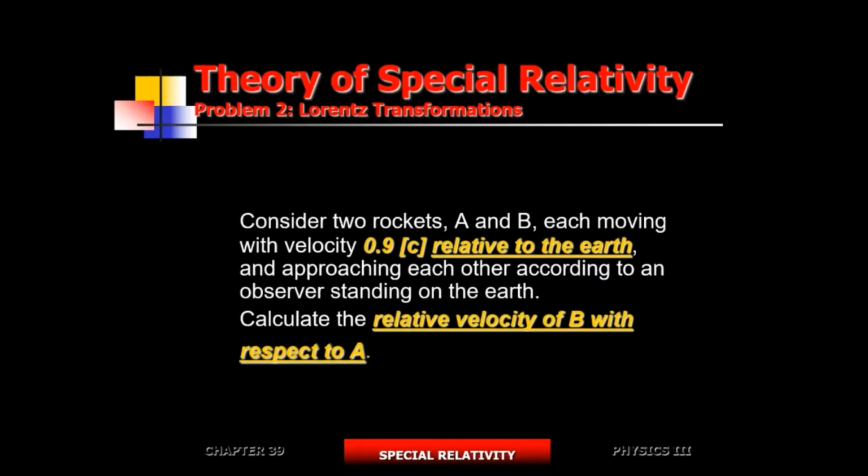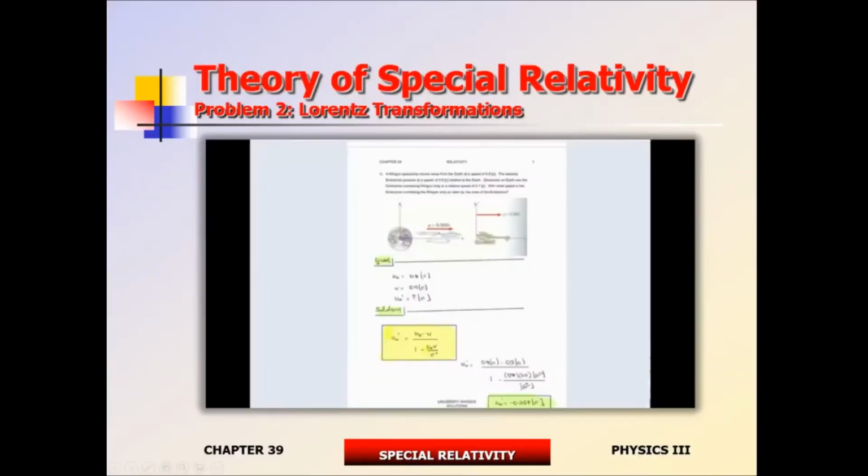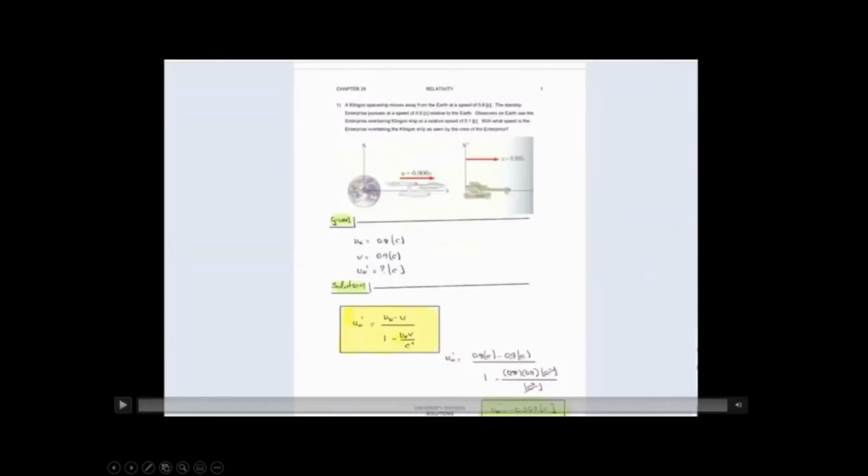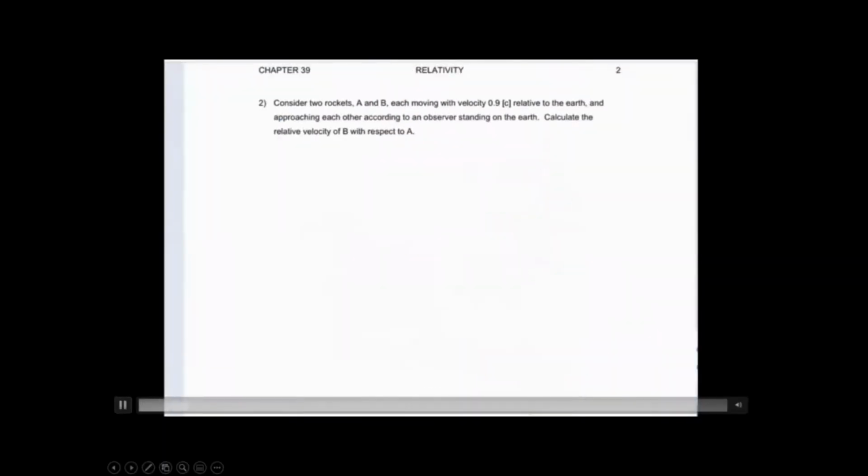All right, so we got two rockets, A and B. A and B are each moving at 90% of the speed of light relative to Earth, and they're moving towards each other. Calculate the relative velocity of B with respect to A. This is more or less the same sort of problem that we did before.